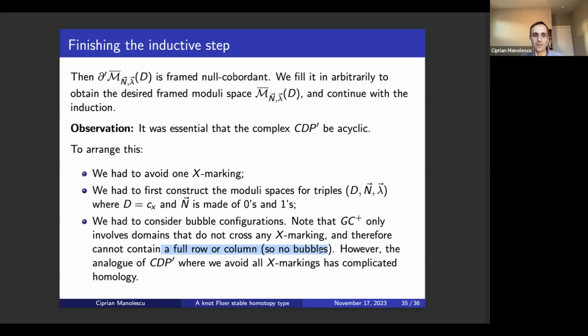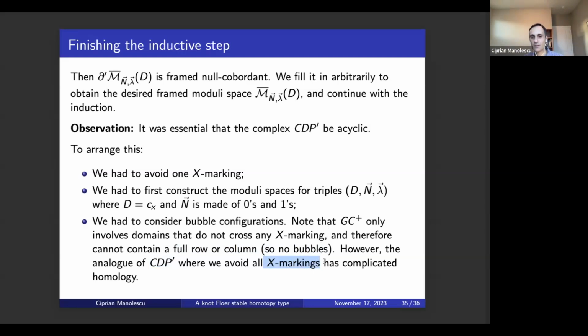But then I would have to work with the analog of this complex of triples, where we avoid all the X markings. And that gets completely crazy because it depends on the position of the X markings. And this has complicated homology. I mean, there are n factorial versions of this according to where the X markings are. We put it on a computer, and it just gives non-trivial homology, and it's just really complicated, and there's no way to analyze it.